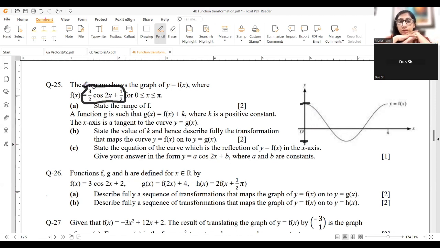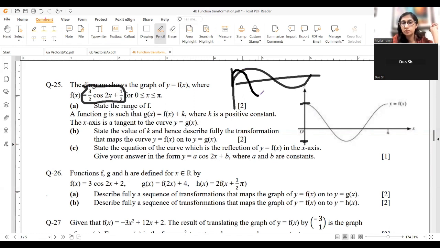Now look at this, 3/2 cos 2x plus half. The only expression that is changing in value is cos 2x, because 3/2 is going to stay the same throughout and plus half is going to stay the same throughout. Cos x has a graph like this. Cos 2x means two cycles get completed in the same time. And cos 2x has a magnitude between 1 and -1.